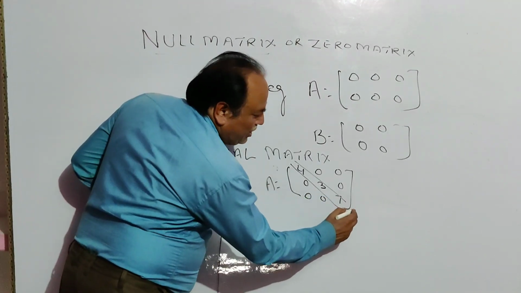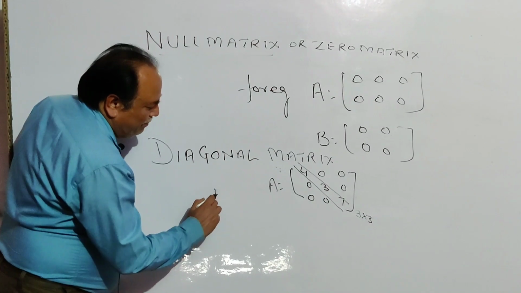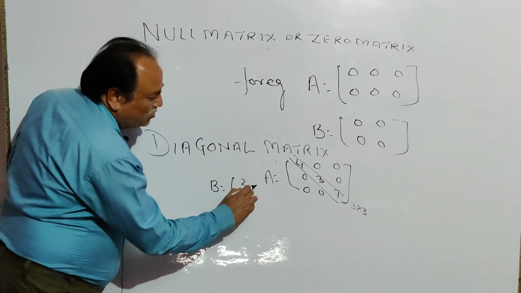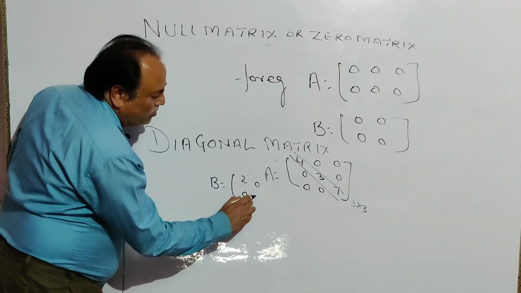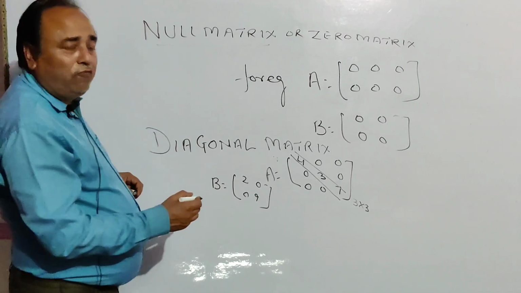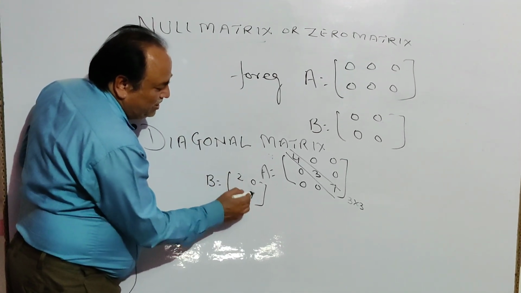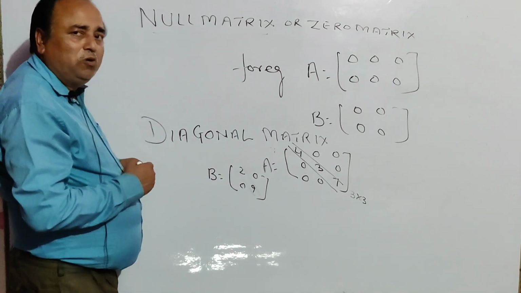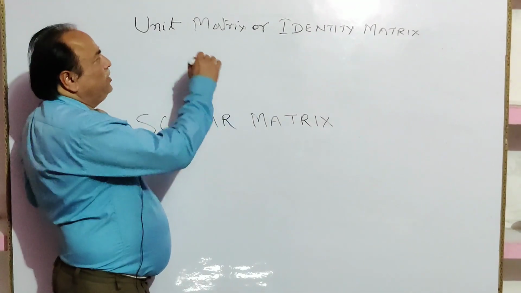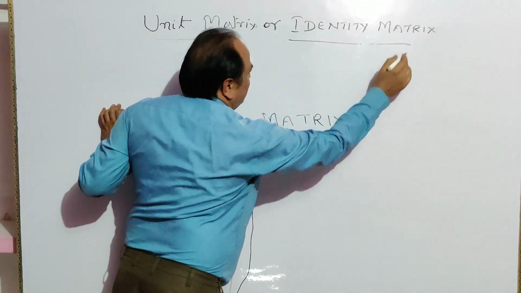It is of order 3 into 3. And I am giving another example of a diagonal matrix of order 2 into 2: 2, 0, 0, 9. Just see, this is an example of a diagonal matrix of order 2 into 2. Just see, these are the diagonal elements, they are not equal to 0, and non-diagonal elements are equal to 0. Next matrix is unit matrix or identity matrix.